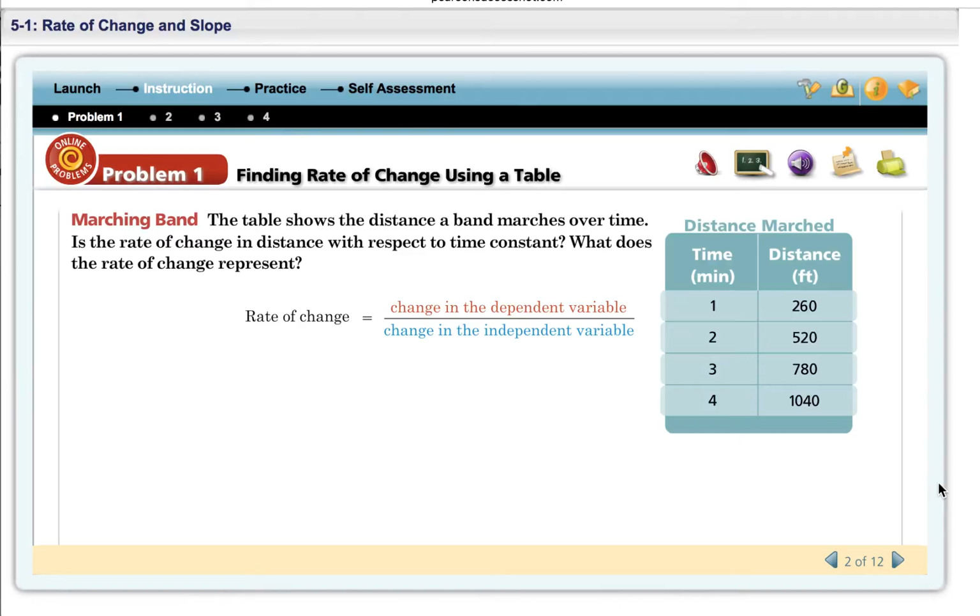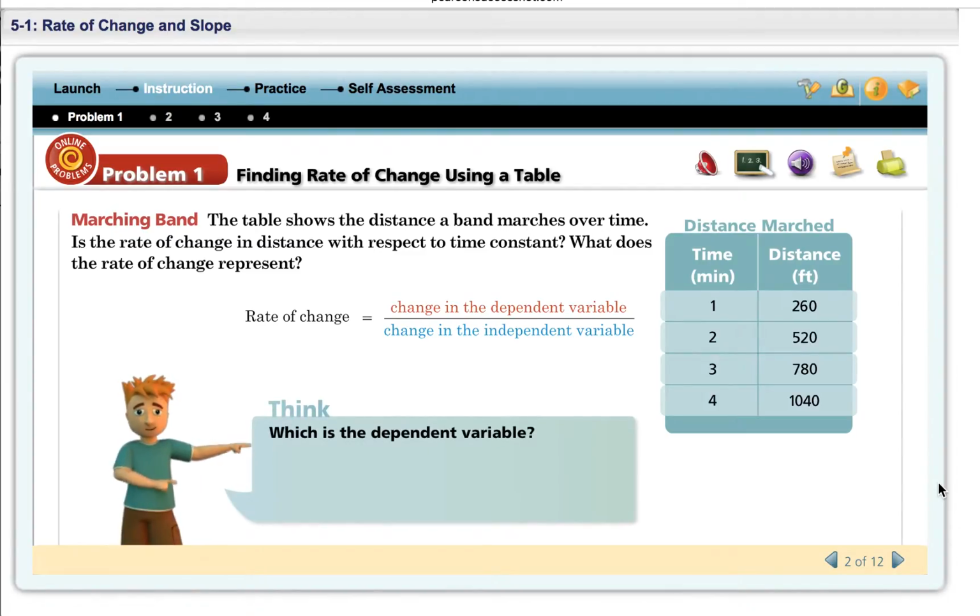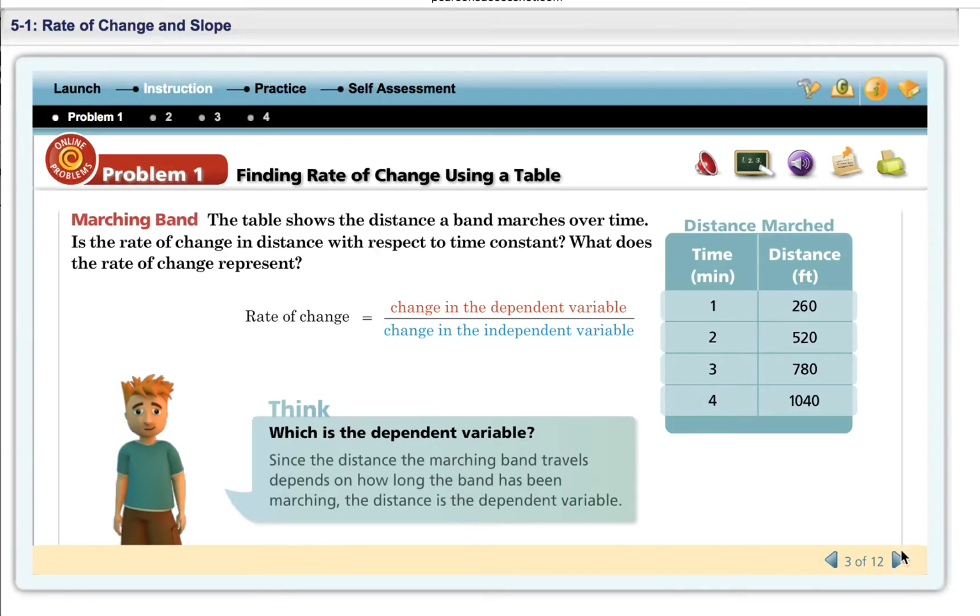The rate of change is equal to the change in the dependent variable divided by the change in the independent variable. Which is the dependent variable? Well, if you remember correctly, we've been talking about this. It is the x value in your table that is your independent variable, and it's the y values that are dependent, right? So since the distance the marching band travels depends on how long the band has been marching, the distance is the dependent variable. The rate of change is the change in distance divided by the change in time.